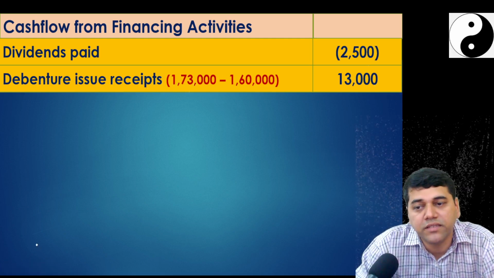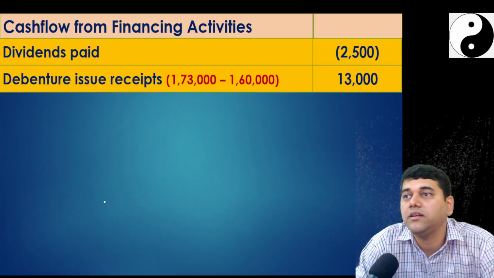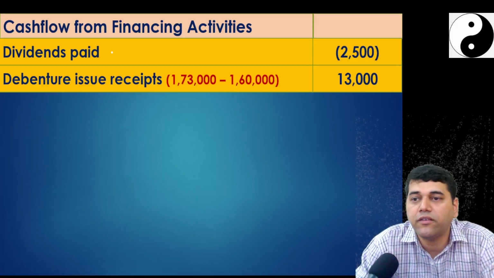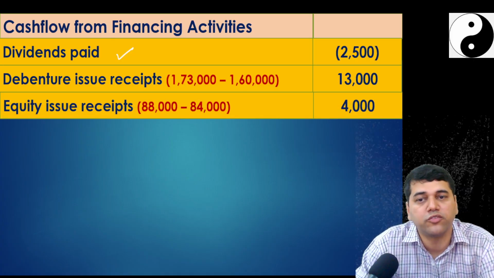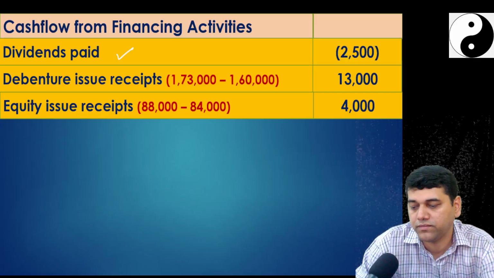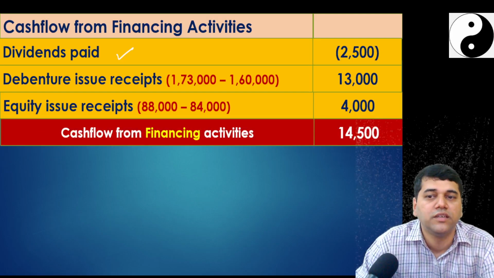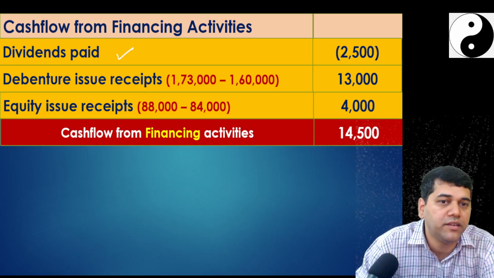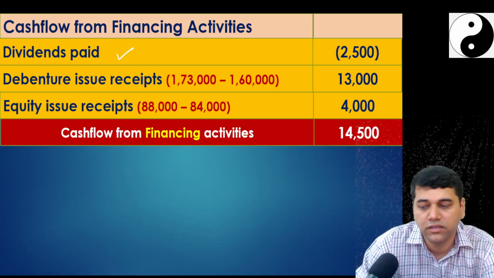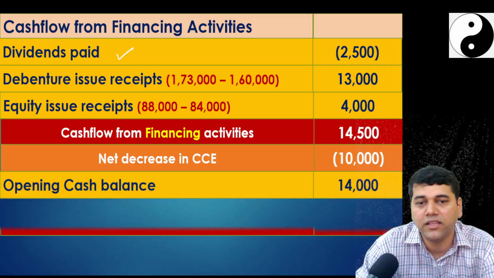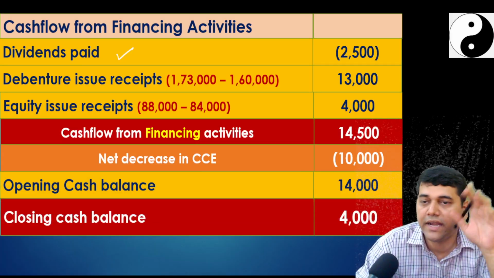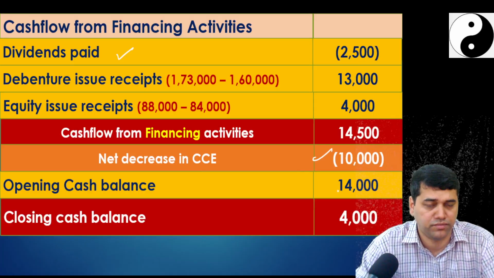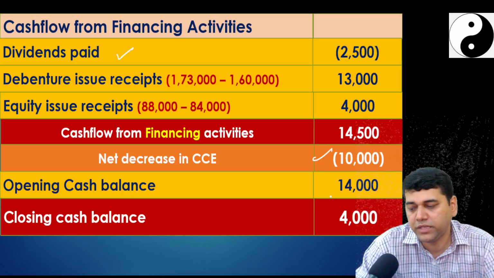Is there any other item? Dividend we have considered. Equity shares. How much? Closing minus opening gives you 4,000. Yes, that's it. We have done cash flow from financing activity, 14,500. For this, you will add the opening cash net. You will check, adding all. So net is 10,000. If you add opening, you will get the closing.